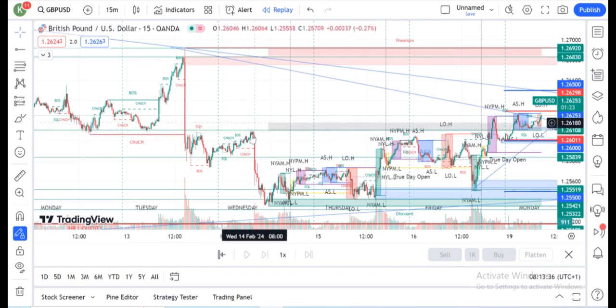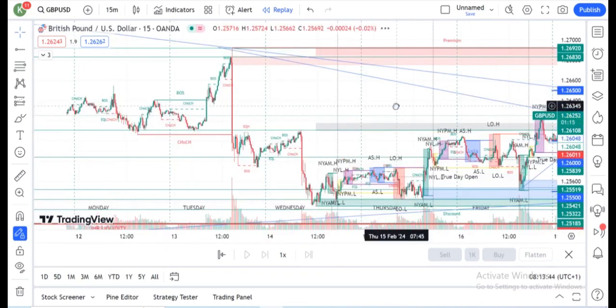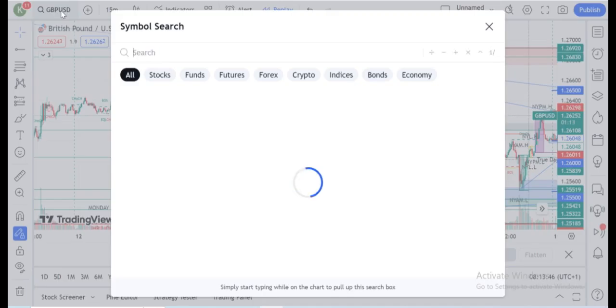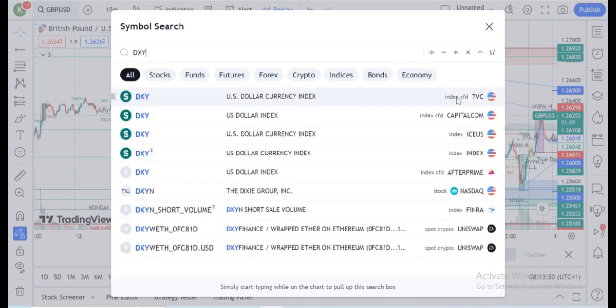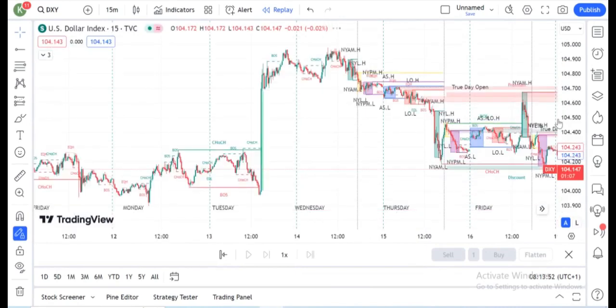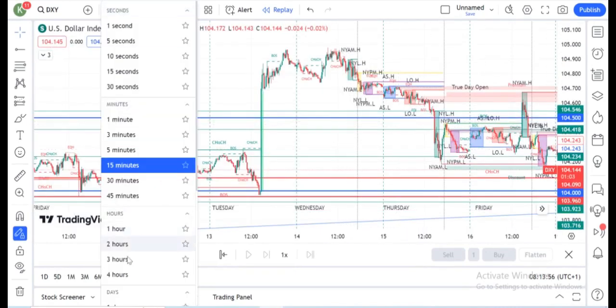Okay, you could have caught this entry because it's bearish. You can also catch an entry here because it's bearish, catch an entry here. So that's how to do a simple top down analysis. Then you can also go to DXY to check out the dollar index. When you look at the dollar index, you can also look at it from the higher time frames.